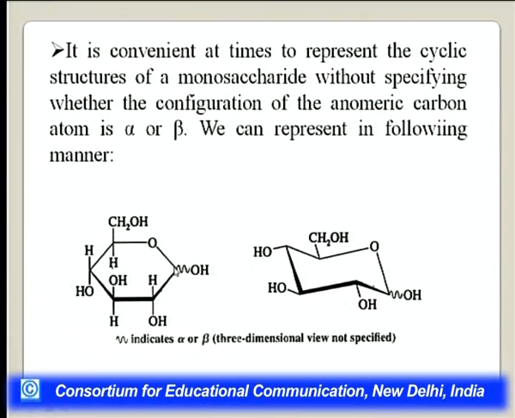So, it can be represented either in this way, that is chair form, or flat hexagon. Both are correct. You can represent it as either alpha or beta, because this bond has been represented with a wavy line. So, we can represent glucose in either of these ways.